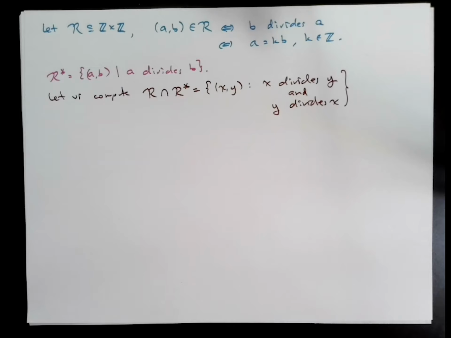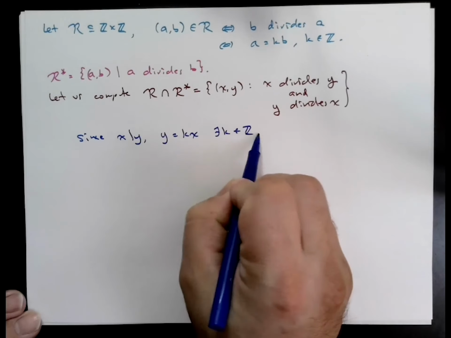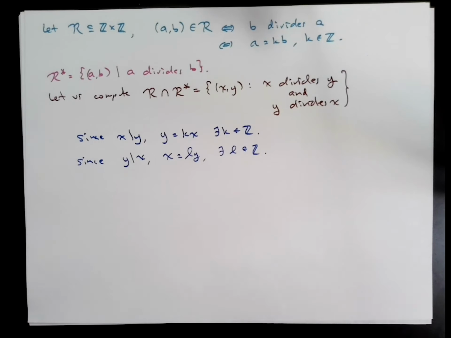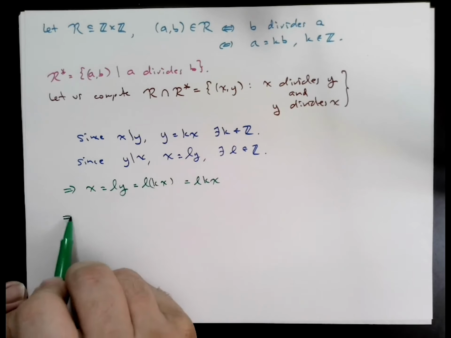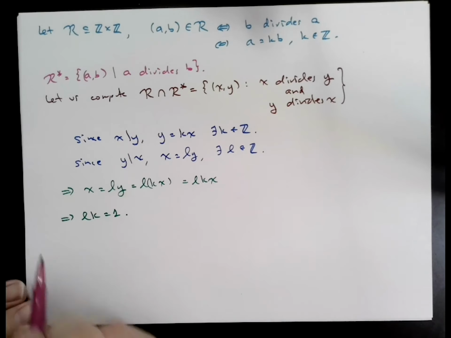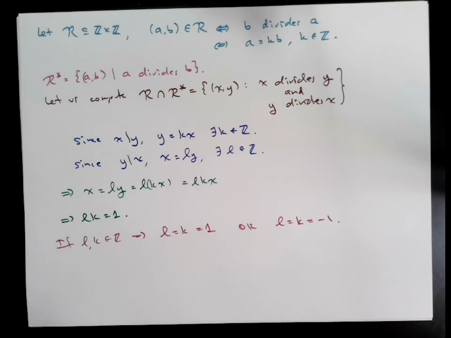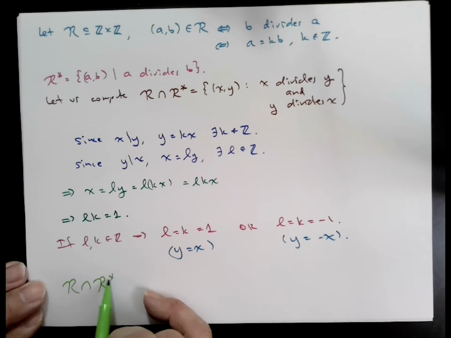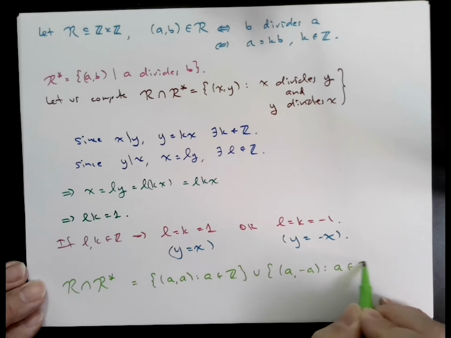First, note that y equals kx for some integer k, because x divides y. We also have x equals ly for some integer l, because y divides x. Therefore, x equals lkx, which implies that lk equals 1. There are only two possibilities for integers. Either l equals k equals 1, or l equals k equals minus 1. In particular, either y equals x or y equals minus x. Therefore, R intersect R star is the set of all pairs (a, a) plus all pairs (a, minus a), where a is an integer.